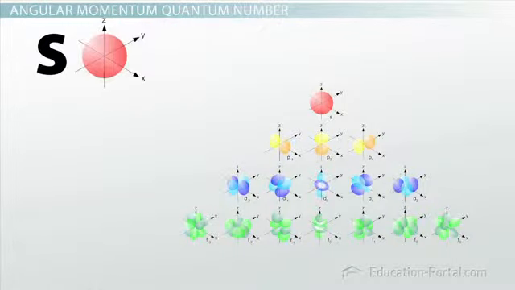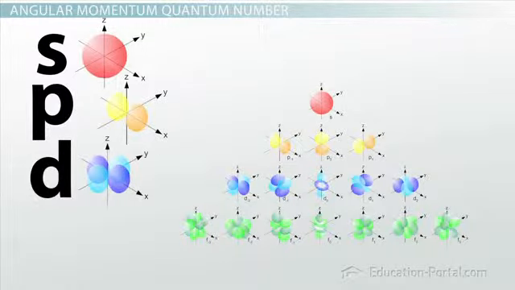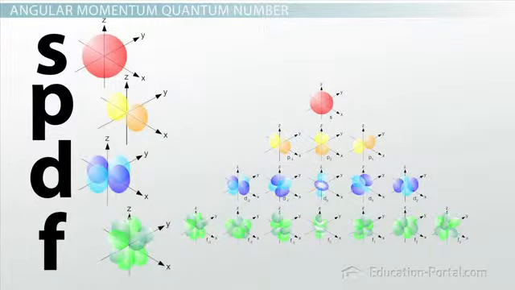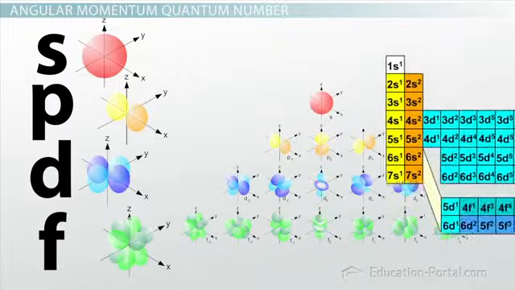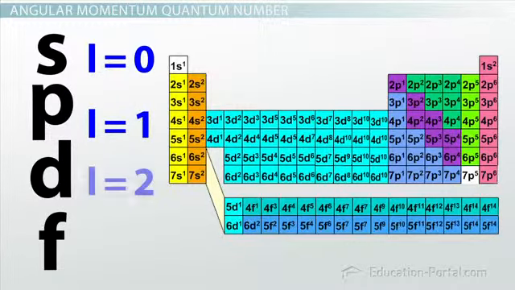S orbitals have a spherical shape. P orbitals are sort of dumbbell shaped. D orbitals look similar to a 3-dimensional 4-leaf clover, and F orbitals have more of a flower shape. When assigning a number to each shape, the S-shaped orbitals have an L equal to 0. The P orbitals have an L equal to 1. The D orbitals have L equal to 2, and the F orbitals have L equal to 3.